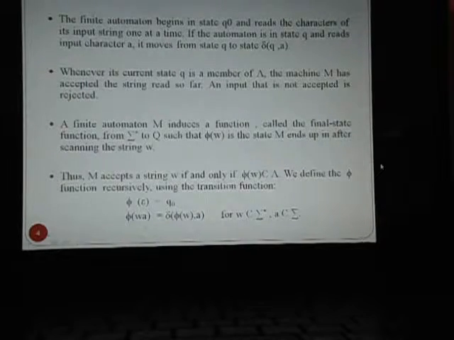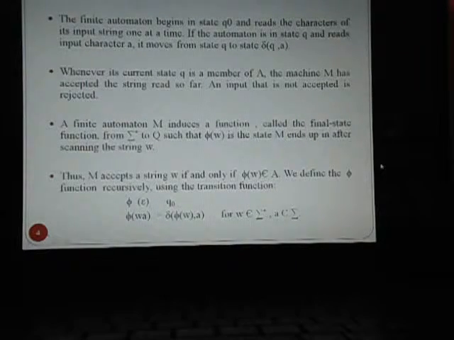The finite automaton begins in the state q0, that is the starting state, and reads the characters of its input string one at a time. If the automaton is in state q and reads the input character a, it moves from state q to state δ of (q, a), that is, moving from the current state to the next state with the input a. Whenever its current state q is a member of A, that is the accepting states, the machine M has accepted the string read so far. An input that is not accepted is rejected, as I explained in the above example.